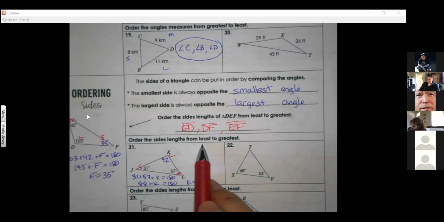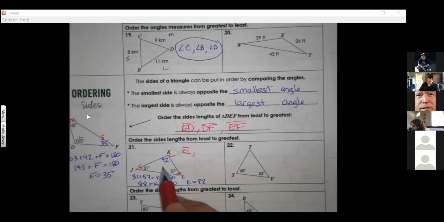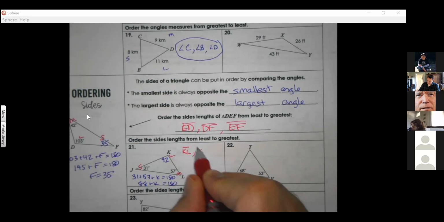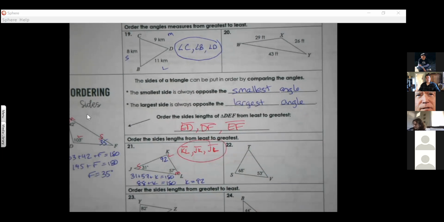I'm trying to go least to greatest. So I want to find my smallest side. First identify my smallest angle, and then look for the side that's opposite it. If this is the jaw of the mouth, how big does this stick have to be? In this case, it would be KL. And then the mediumest would be opposite this angle, so JK. And then opposite this would be JL. Any questions on how to stop a dinosaur from charging you?